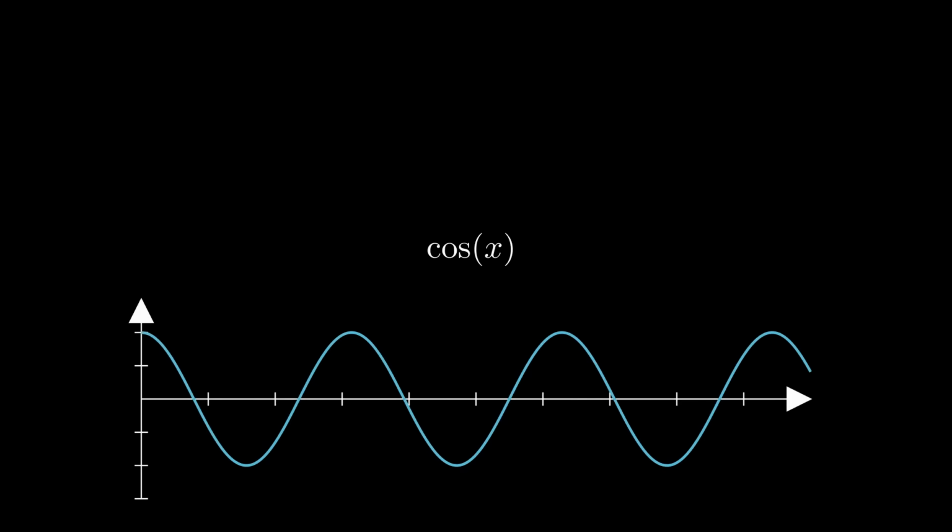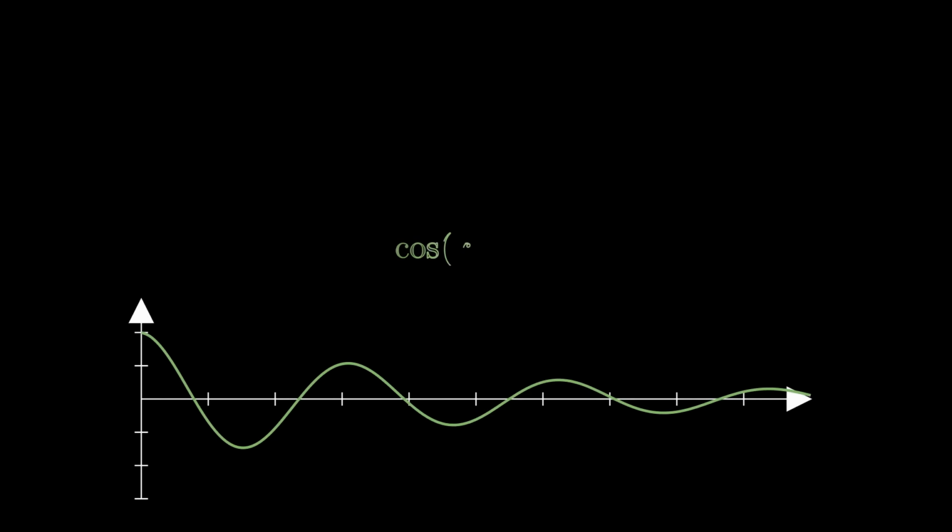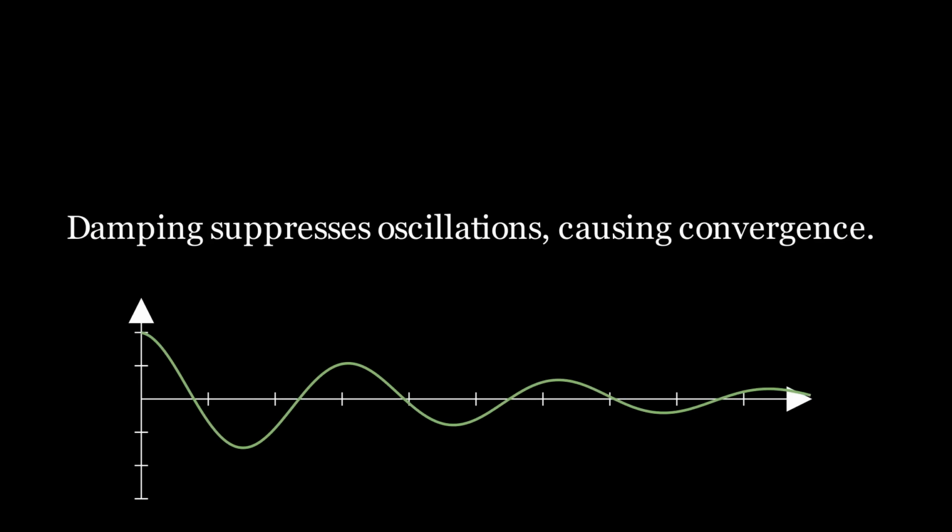Let's just take a random function, cosine x, very simple, what we're dealing with earlier, and let's apply that e to the negative tx term, which is valid for positive values of t, and notice what happens to the values of cosine as x goes to infinity. It's being suppressed. And in fact, it's going to force cosine x to converge. The function e to the negative tx is suppressing the oscillations, and quite literally, it's forcing cosine to converge.